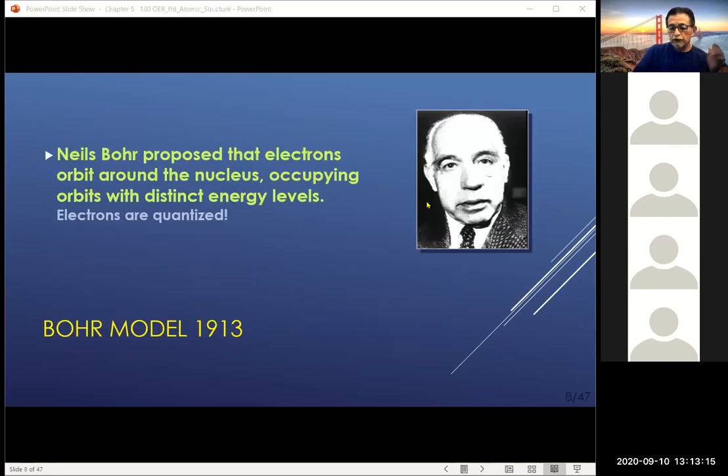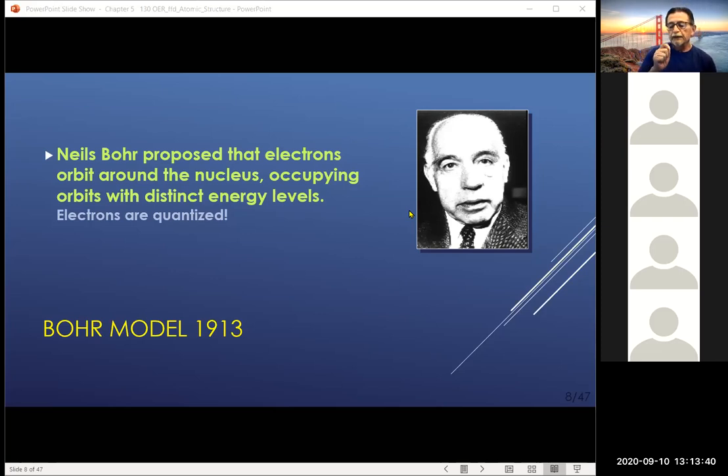Now, with Planck's idea, then Niels Bohr, another scientist, in 1913, okay, we're still in the 1900s, he proposed, and given this time period, Einstein's around here too. So we got Bohr, Einstein, Planck, Rutherford, J.J. Thomson, a lot of very smart people doing a lot of interesting work.